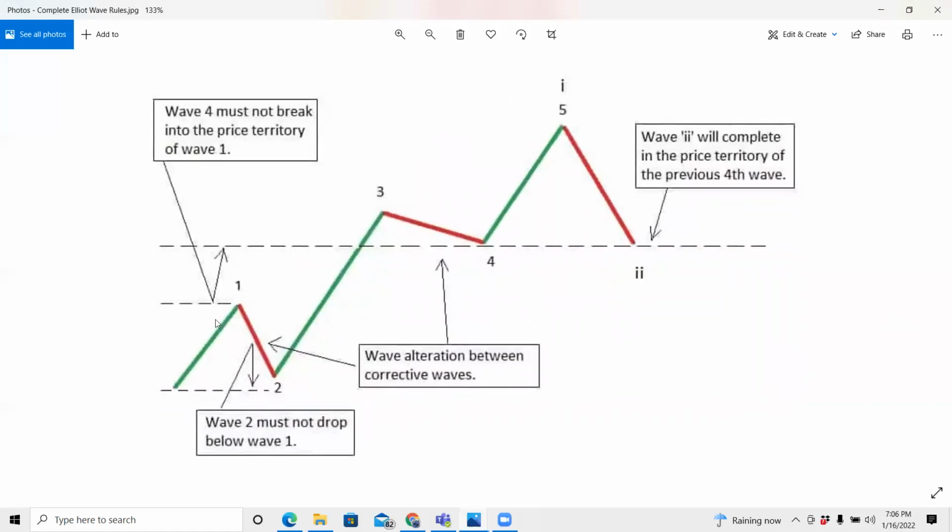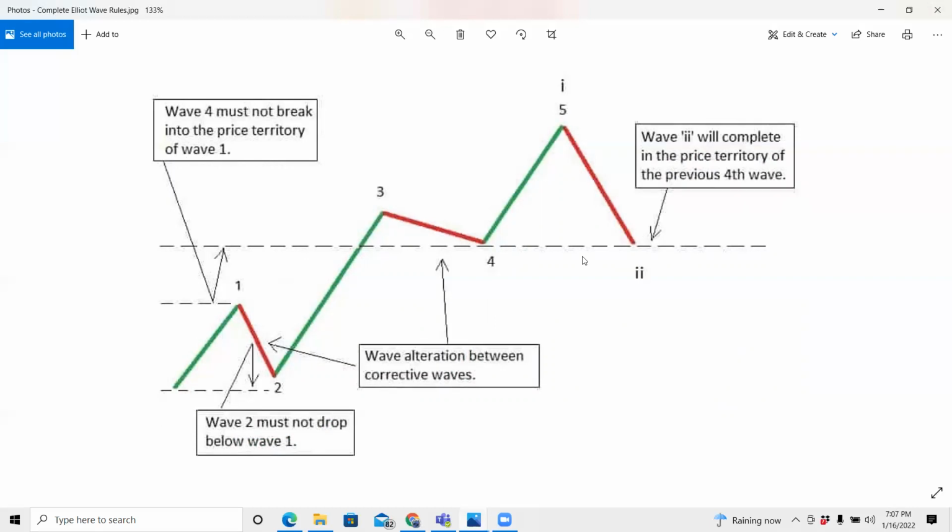We have impulse 1, correction 2. Wave 2 must not drop below wave 1. Perfect, we have that. That's a great sign. Now we're going to come back up to 3, and then we have 4. Rules for 4. Wave 4 must not break into territory of wave 1. Perfect, we have that, okay? Then wave 5 comes up, and then we have the ABC correction, okay? And then wave 5 won't come into the previous wave 4, okay? It won't break past that, okay?